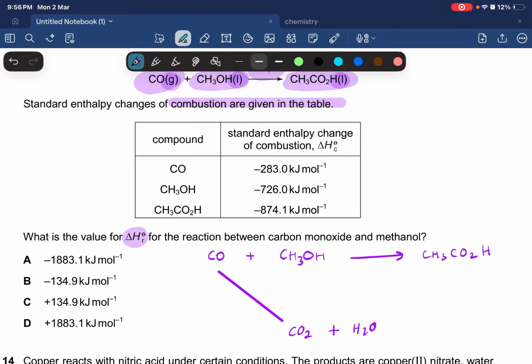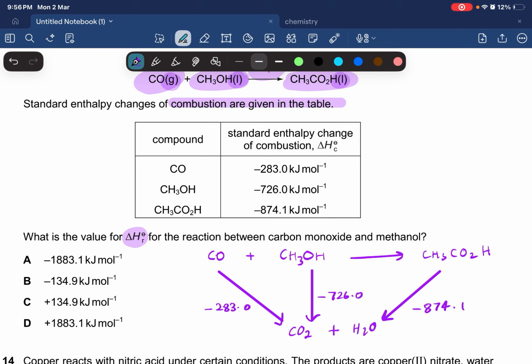So when carbon monoxide is combusted, 1 mole of it, we release negative 283.0 kilojoules of energy. When methanol is combusted, 1 mole, we release negative 726.0 kilojoules of energy. And when ethanoic acid is combusted, 1 mole, we release negative 874.1 kilojoules of energy.